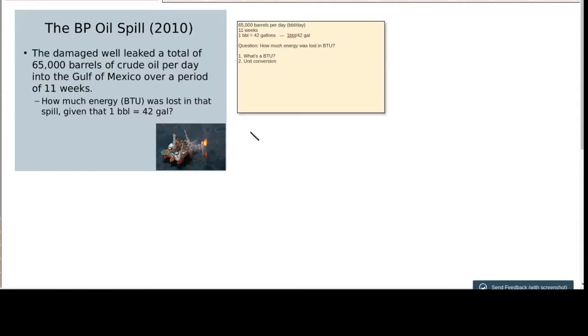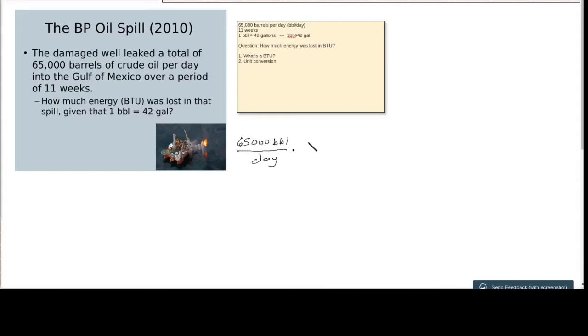So I'm going to move over to the pen. This is the part where you might notice my terrible handwriting, and I promise I'm practicing. It'll get better. All right, here we go. So we've got 65,000 barrels per day, BBL per day. I'm going to write that as a fraction because you can see the rate, 65,000 barrels per day. Okay, and then, well, how many days was it leaking? How many days? I'm not sure. It says weeks. There were 11 weeks.